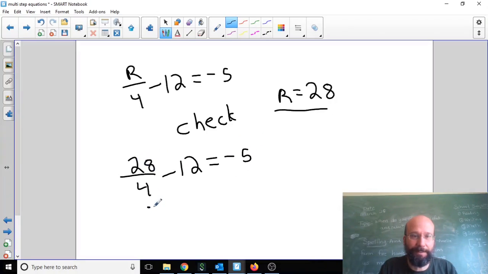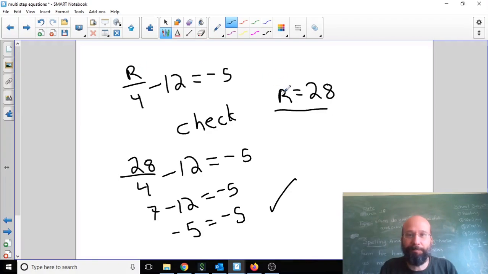28 divided by 4 is 7. 7 minus 12 is negative 5, equals negative 5. So our answer is right. When we check it, we practice our substitution, substituting this value in for r, and then we practice our order of operations. So it's a lot of math practice when you check it, which is why you guys have to check it.